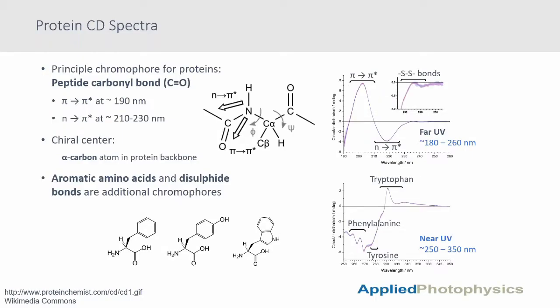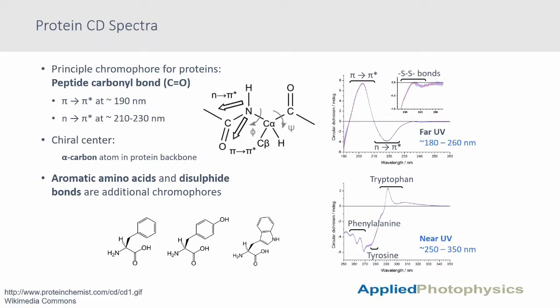So in the case of proteins, the main chromophore which absorbs in the far UV-CD region, that is between 180 and 260 nanometers, is the peptide carbonyl, the peptide bond. But the chirality is coming from the alpha carbon atom, not from the peptide bond. But what we are monitoring is the absorption of the peptide bond. So in this particular far UV-CD region, depending on the secondary structure the peptide bond is participating in, we will have significantly different characteristics of the CD spectrum.